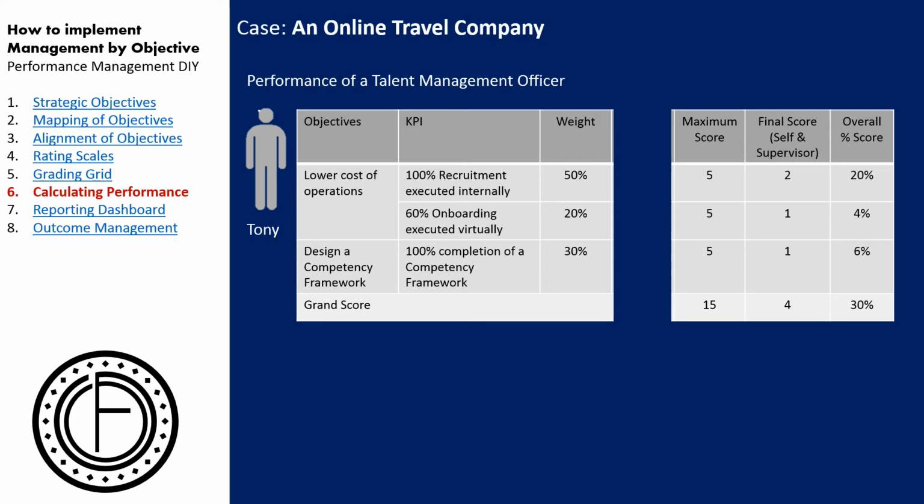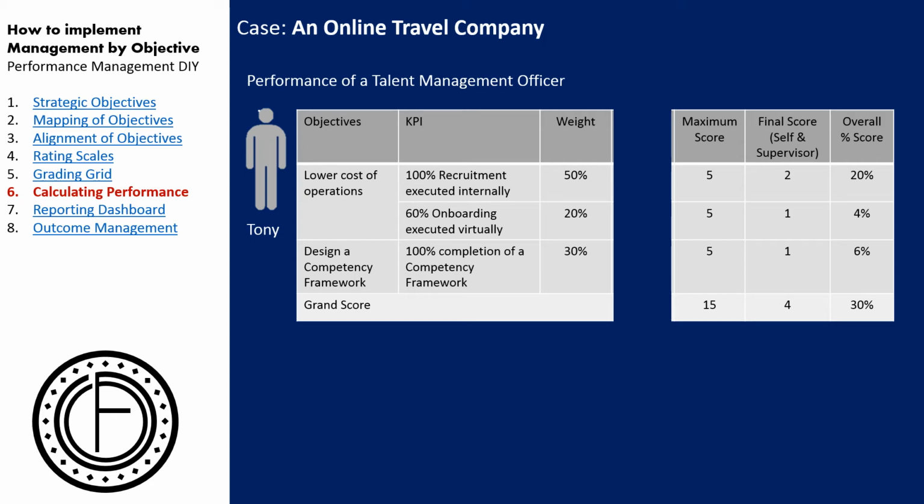So at the point of having a dialogue between the line manager and the direct report, for executing recruitment internally 100%, by the definition of the ratings of the organization, Tony scored a 2. Now, if you go to onboarding, he scored a 1, and design of competency framework a 1. If you talk about a 1, probably he really didn't deliver on those other two. Now, in terms of calculating the overall score for each of those KPIs, what simply happens is to pick the final score, which is 2, divide it by the maximum score, which is 5, and multiply it by the weight assigned. That gives you the score for that KPI.